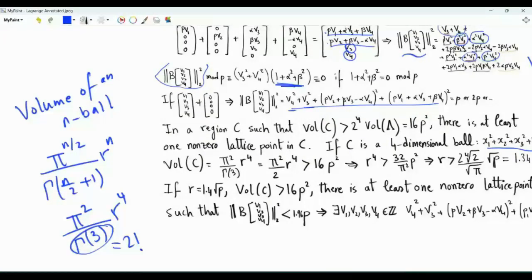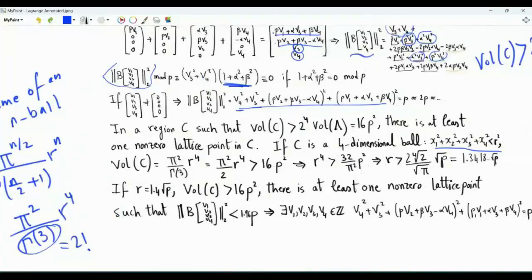If we want to apply Minkowski, then we need to choose the radius such that pi squared over 2 r to the power 4 is strictly greater than 16b squared. From this, we find that r should be greater than this number times the square root of p, and this number is approximately 1.34. So we are good if we choose r to be 1.4 times the square root of p. If we choose this r, then we will satisfy the condition in Minkowski theorem.